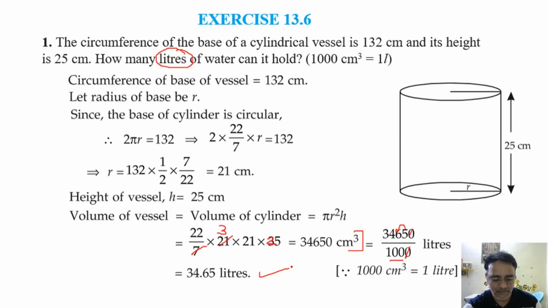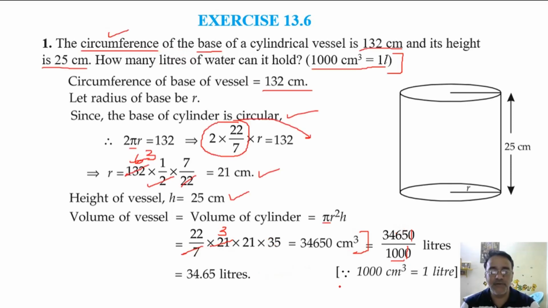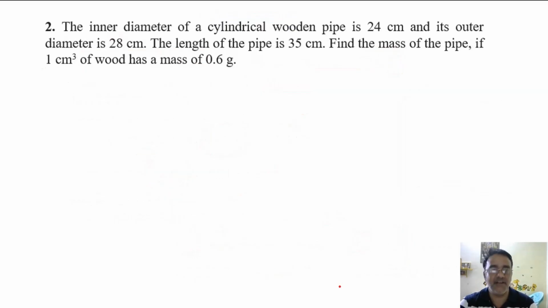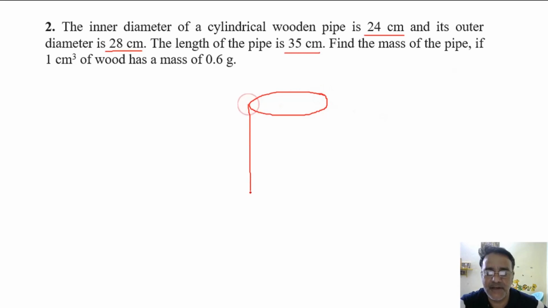Now we are moving towards the next question, that is the second question. The inner diameter of a cylindrical wooden pipe is 24 centimeter and its outer diameter is 28 centimeter. The length of the pipe is 35 centimeter. Find the mass of the pipe. Watch carefully the explanation that I am doing.